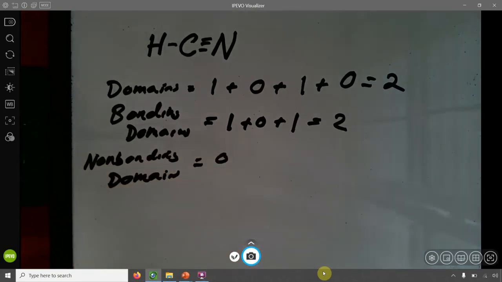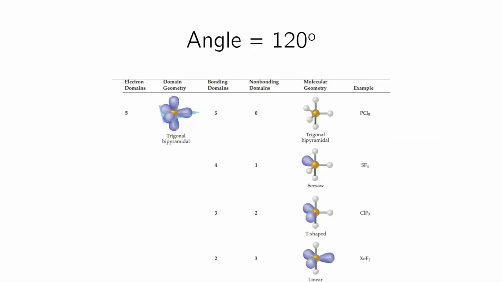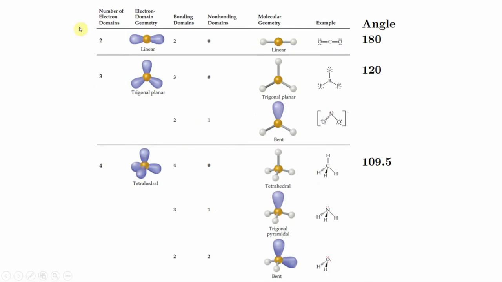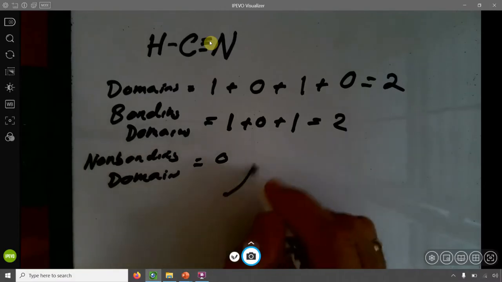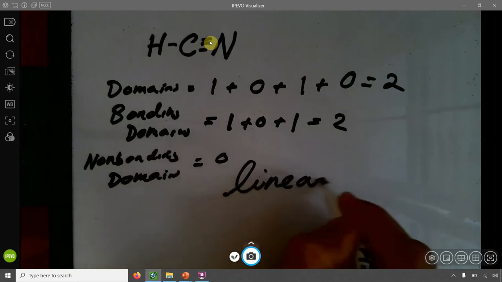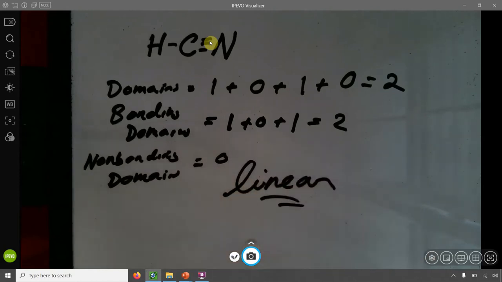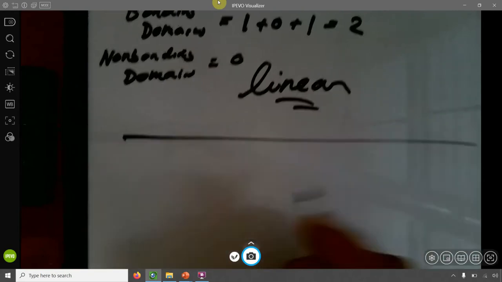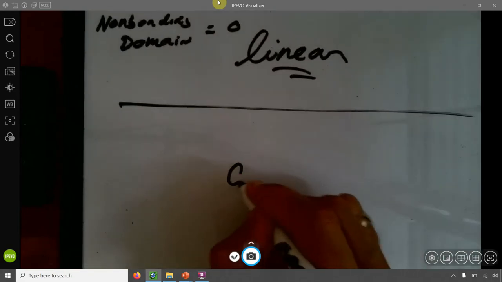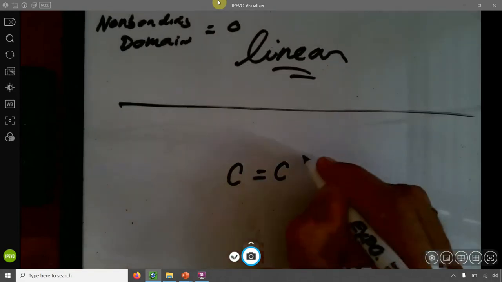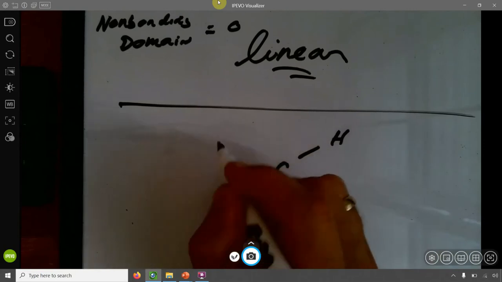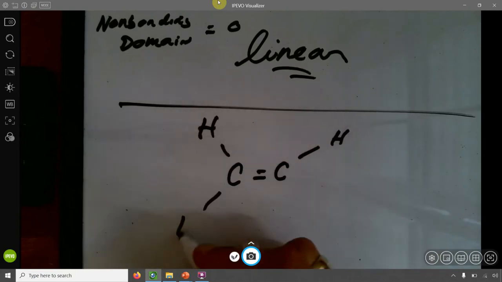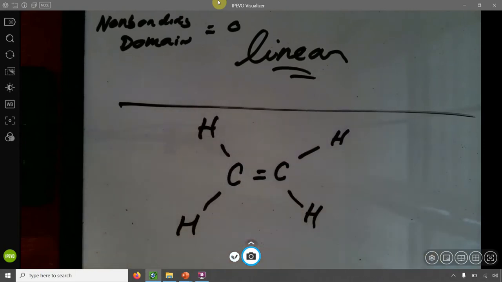Okay, so I look at my table here. My electron domains need to be 2. So that's here, 2. And I have 2, 0. Therefore, HCN is linear. Linear geometry all through and through. Let's look at one more example that I already worked out the structural formula for. Here it is.